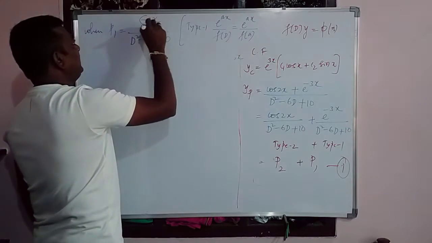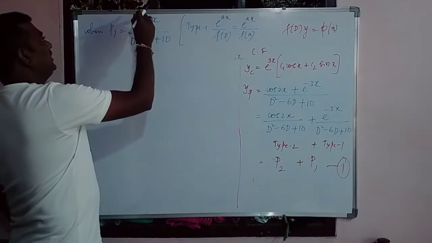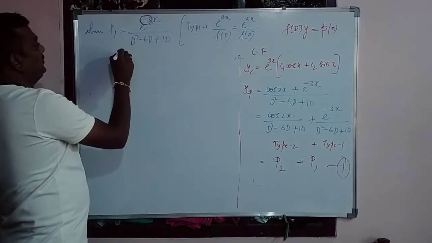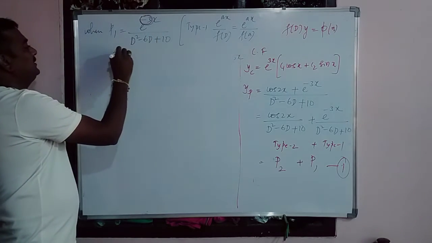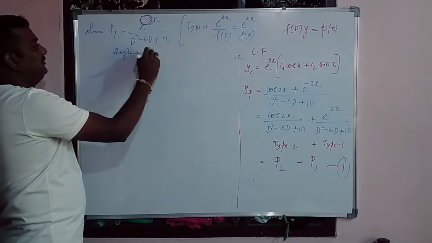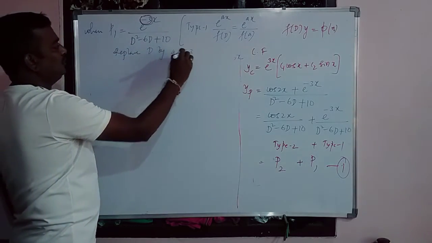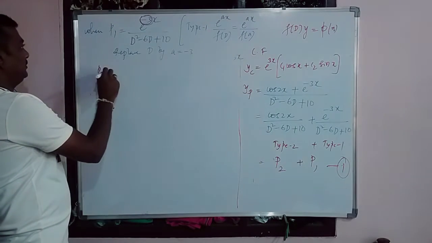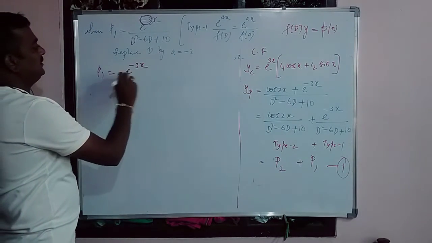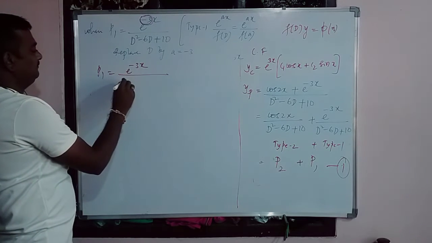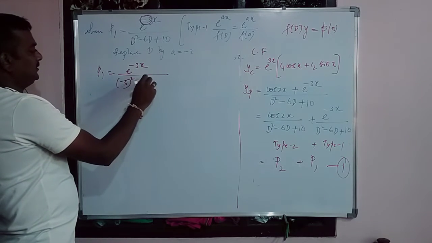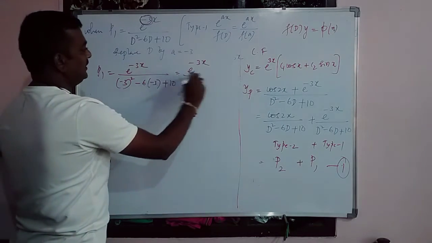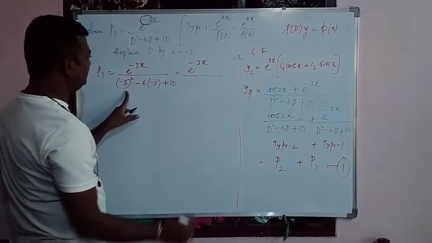What is the value of a? A is minus 3. So what you are going to do here is replace D by a, where a is equal to minus 3, to get the particular solution. So P1 is equal to e raised to minus 3x divided by D square minus 6D plus 10, with D replaced by minus 3: 9 minus 6 into minus 3 plus 10.